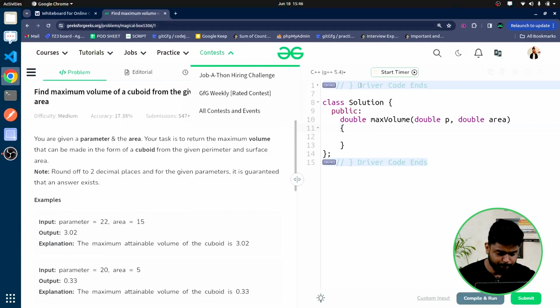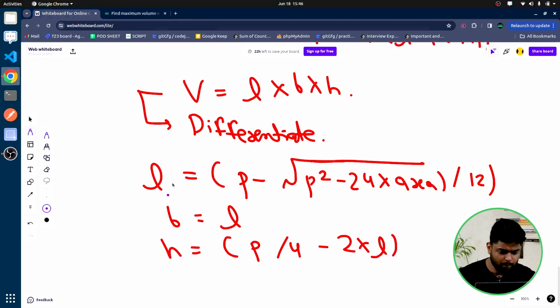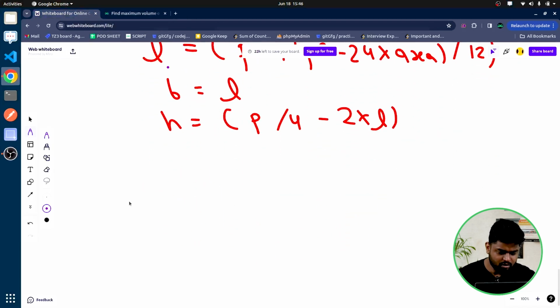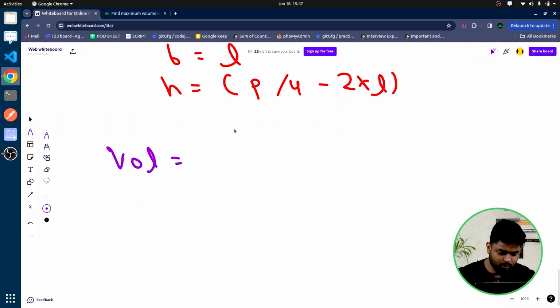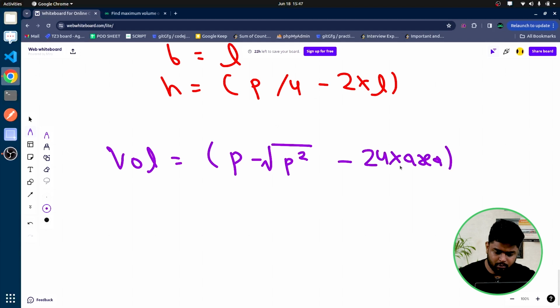When you optimize this part, what is the value that you will get? The maximized volume that you will get is basically perimeter minus under root of perimeter square minus 24 times the area that has been given to you. Okay, and then this whole divided by 12, and this will be to the power 2 here.